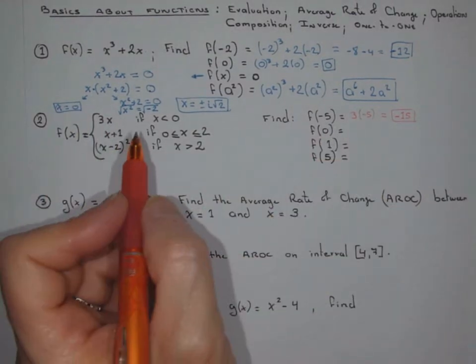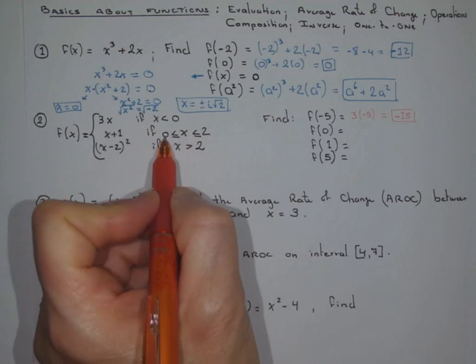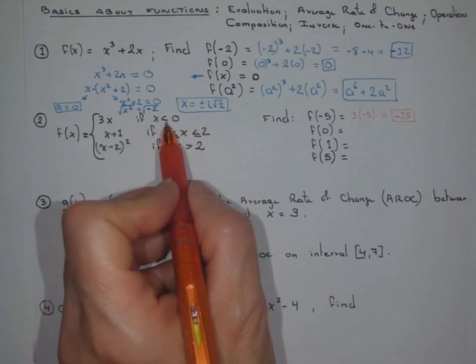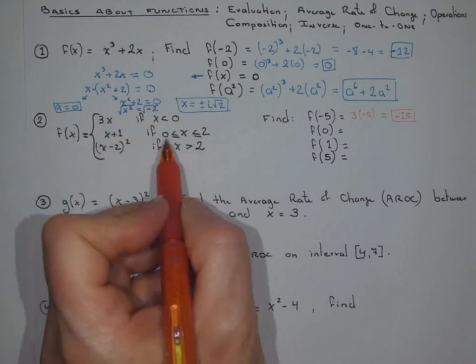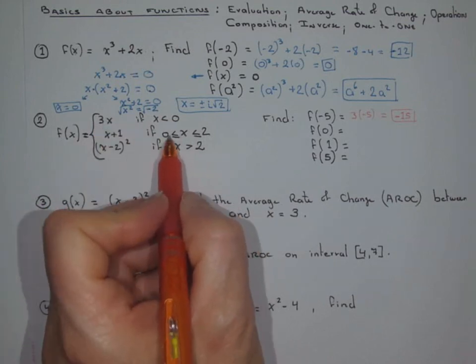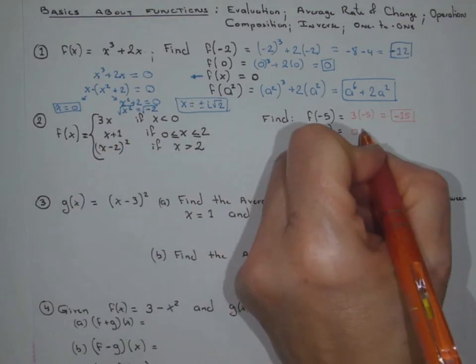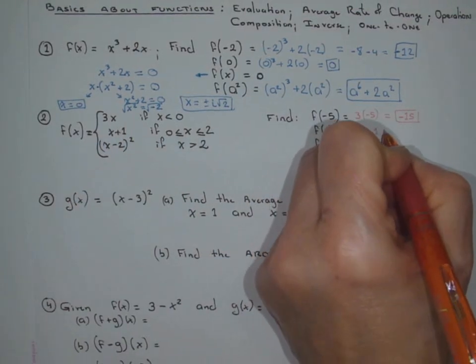F of 0, where does that go? Well, we have a 0 here and a 0 here, so which one of those two does it fit? This one is not "or equal to," so that doesn't fit 0. But this is "or equal to" 0 here, so we're going to fit it in here. So 0 plus 1 is 1.